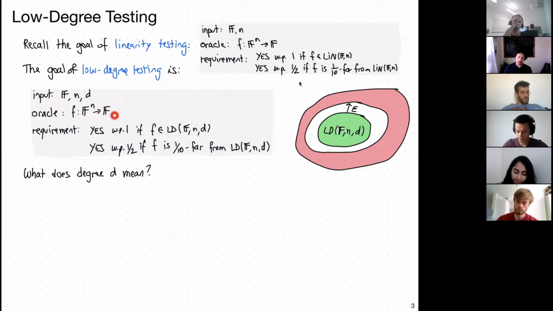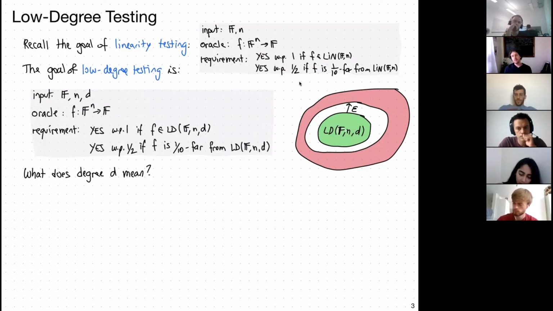So we have this oracle f, or this function f, and recall that the way that we probe it is we choose some vector x, and then we get the value f evaluated at x. And similarly, exactly as before, if our function happens to be a low-degree polynomial, a polynomial of degree at most d, then we'll accept with probability 1. If it is epsilon far, we'll reject with probability, say, half or something like that. Depends on exactly what we mean by far.